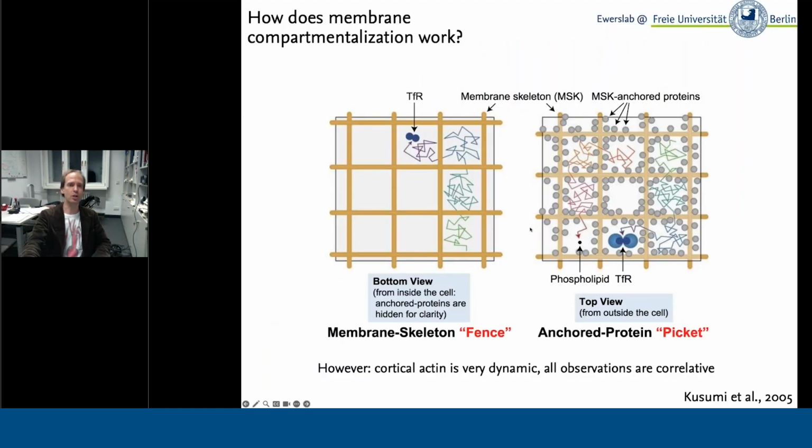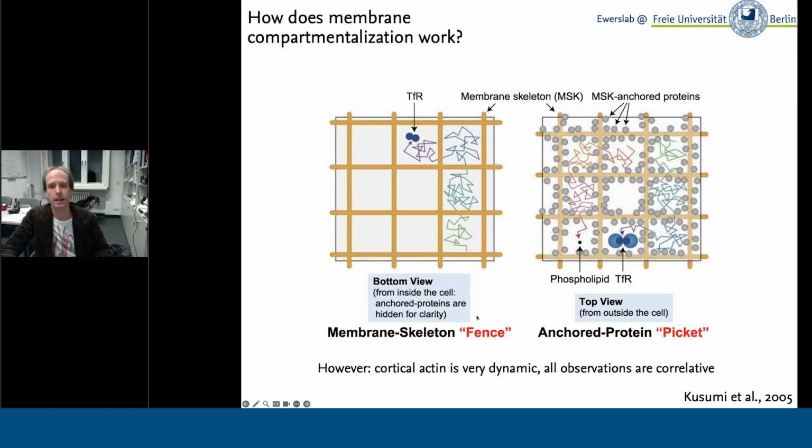Now, how is that rationalized? Well, you can of course imagine that you have a transmembrane molecule, and with its bottom portion inside of the cell, it would then bump into membrane-associated actin. So that only now and then it would be able to jump over that actin line, with the so-called membrane skeleton fence model.